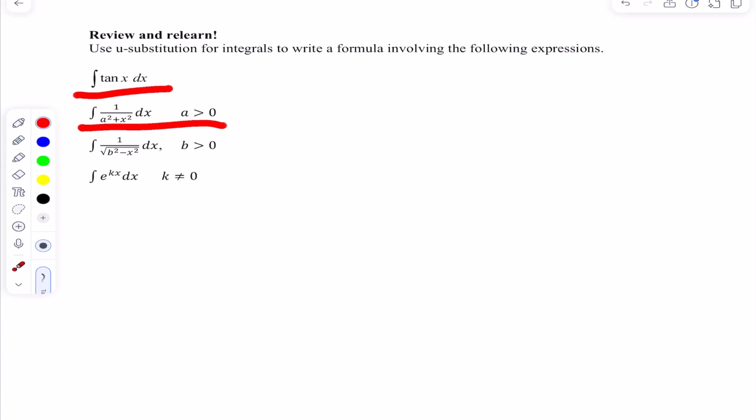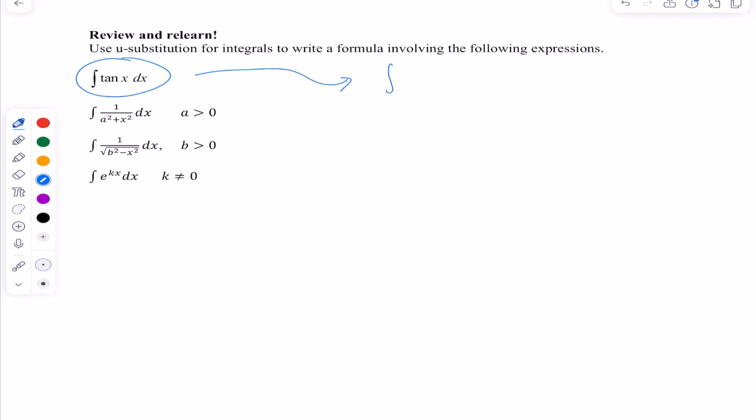Here's a quick recap and relearn. Feel free to integrate these again. I do want to mention that this integral here could take on alternative forms. Notice this indefinite integral requires a U-substitution.